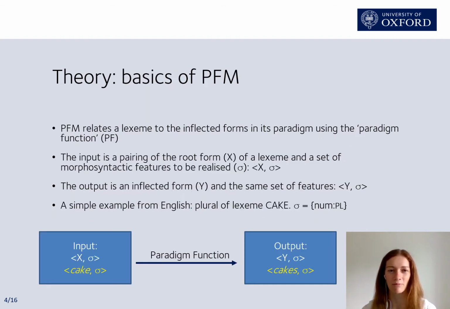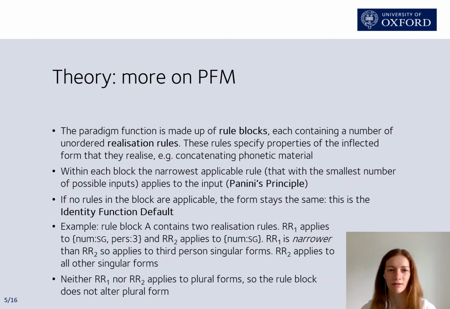So how does PFM work? PFM uses the paradigm function to relate a lexeme to the inflected forms in its paradigm. The input of the function is the root form of the lexeme and the set sigma of morphosyntactic features to be realized. The output is an inflected form and the same set of features. To go into more detail, the paradigm function is made up of rule blocks, each containing unordered realization rules, which specify properties of the inflected form that they realize. Within each block, the narrowest applicable rule applies to the input. If no rules in the block are applicable, the form stays the same.